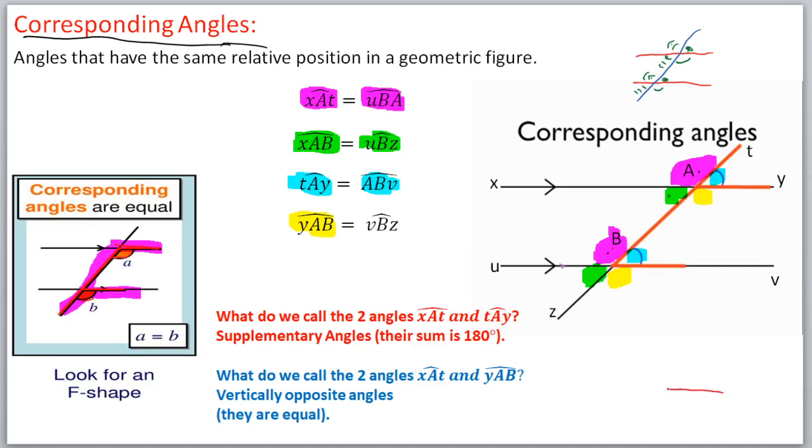F shape could be drawn in many ways. It could be drawn like that, like the T. This is equal to this. It could be drawn like this. This is equal to this angle. Okay. It could be flipped. It could be upside down. But anyway, I need to memorize the shape of the corresponding angles, that this is equal to that, and so on. Okay. Fine.